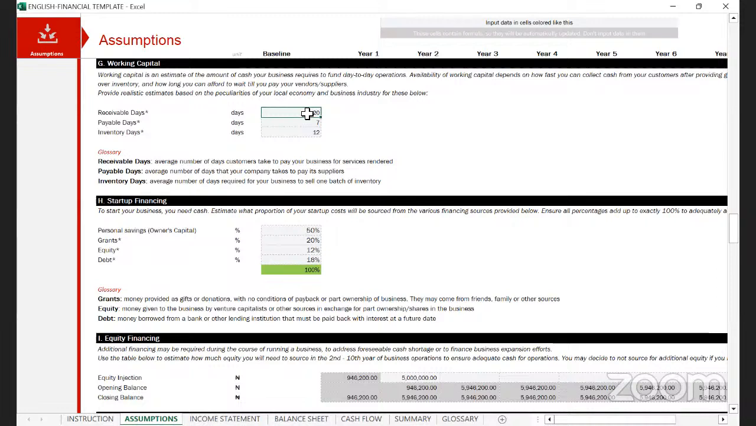But essentially what you would do is create an average of how long it takes for your customers to pay you after rendering your service. That would be your receivable days. Payable days is the number of days you take to pay your suppliers. So let's say we are running that business: we collect plastics, we recycle them, we reshape them, we repurpose them, and we create umbrellas.